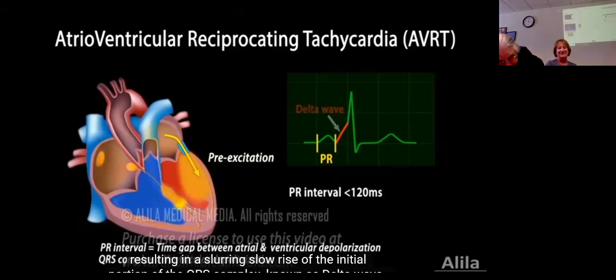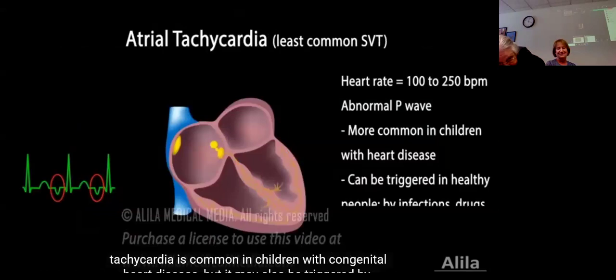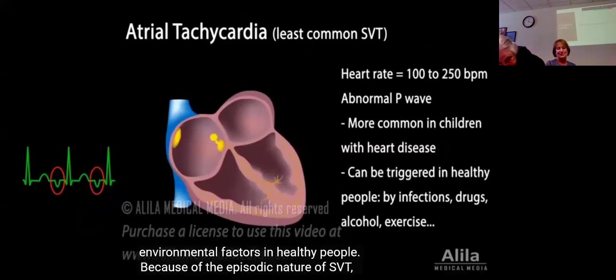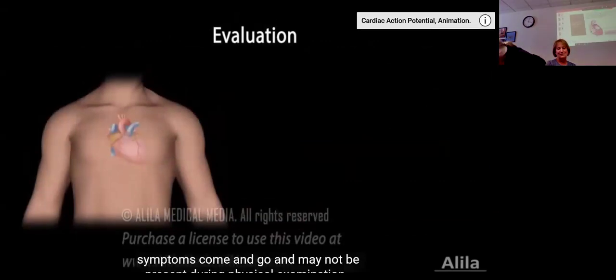Atrial rhythms are regular and fast. P-wave morphology varies depending upon the site of origin and tachycardia mechanism. Atrial tachycardia is common in children with congenital heart disease, but it may also be triggered by environmental factors in healthy people. Because of the episodic nature of SVT, symptoms come and go and may not be present during physical examination. ECG findings may be normal, and the condition is often misdiagnosed as anxiety or panic attacks.